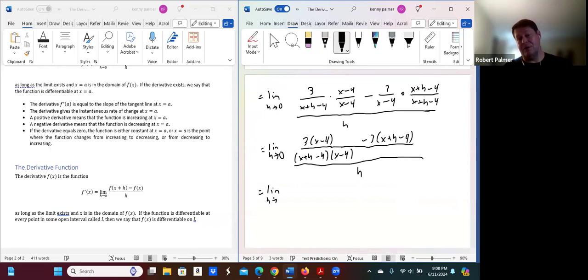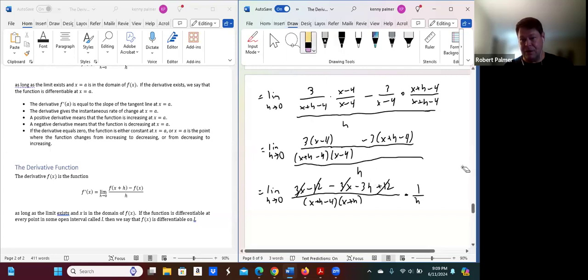Once again, take the limit. Now, this is a bit long. If we distribute, we get 3x minus 12, and over here minus 3x minus 3h, 3 times h, and plus 12. This is still over x plus h minus 4 times x minus 4. One thing to remember is that dividing by h is the same as multiplying by 1 over h. We're almost there. Notice that these cancel out: your x's and the 12s.